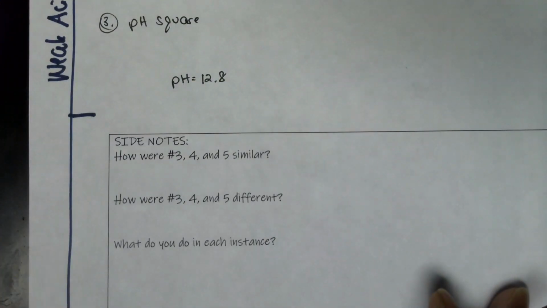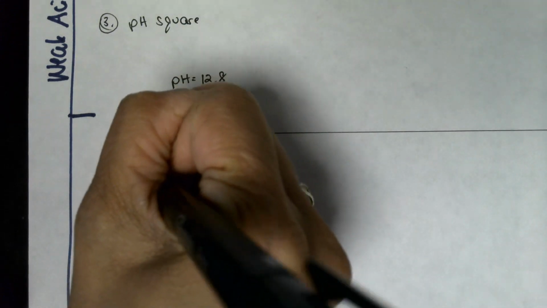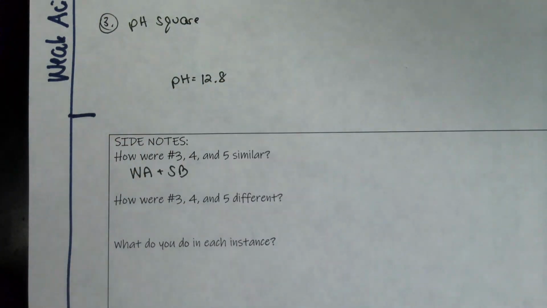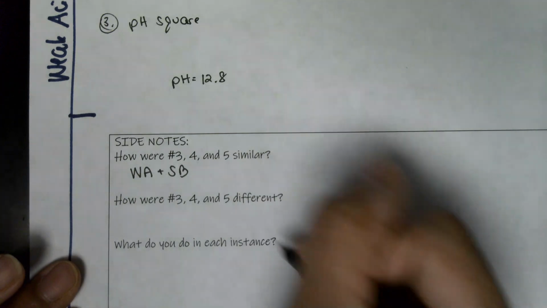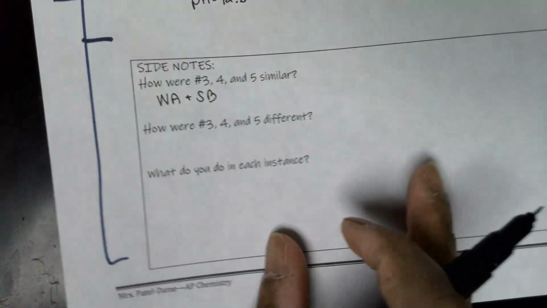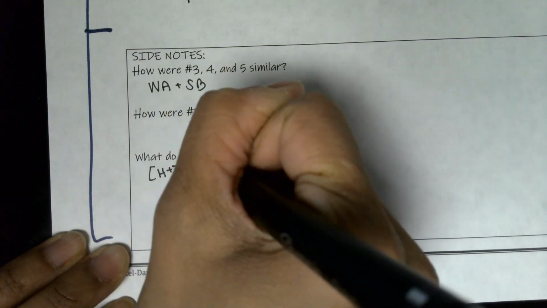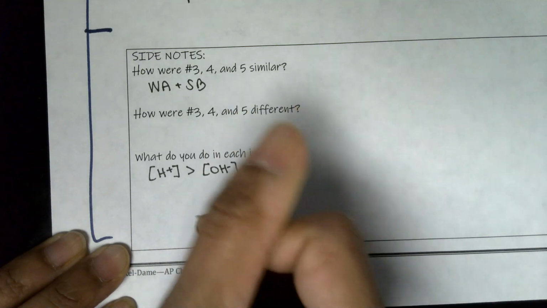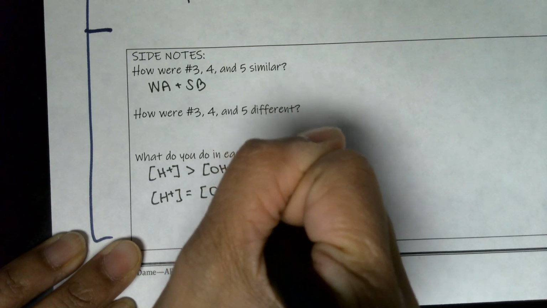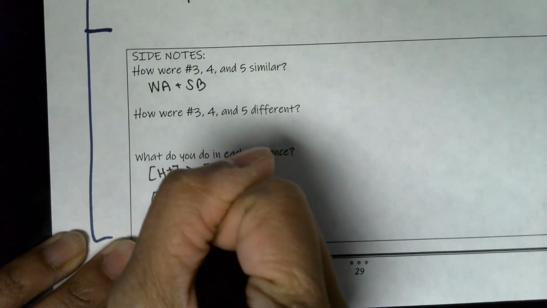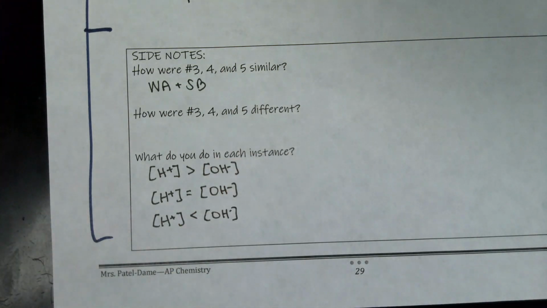So let's take a look down here. Side notes, 3, 4, and 5. How are they all similar? So we know that they end up having a weak acid and a strong base. But 3, 4, and 5 were different about what there was in excess. So I'm going to put in here what you would do in each instance. So let's say your concentration of H plus is greater than your concentration of OH minus, versus your concentrations are the same, versus your concentration of H plus is less than your concentration of OH minus.